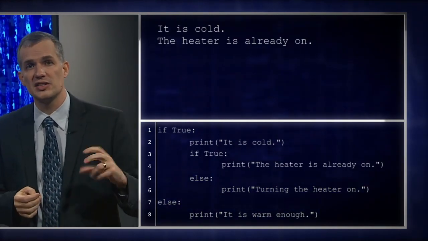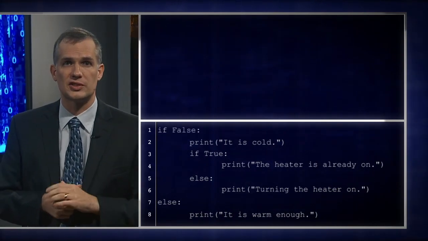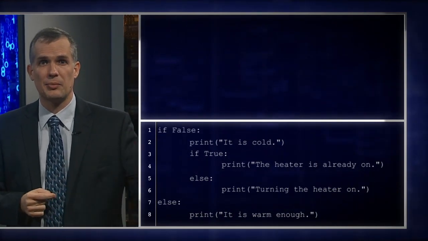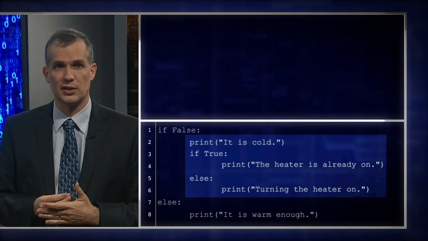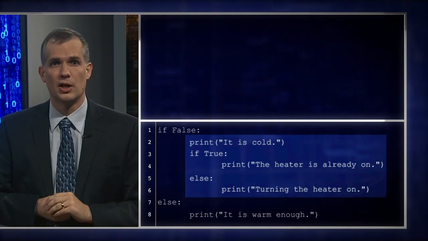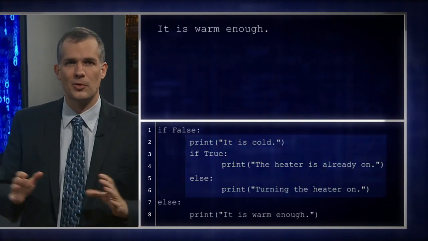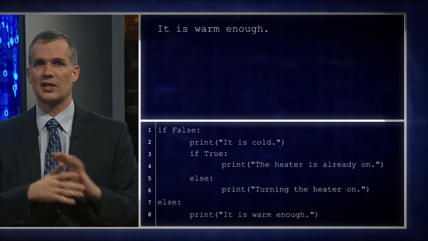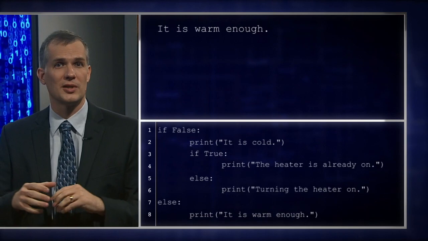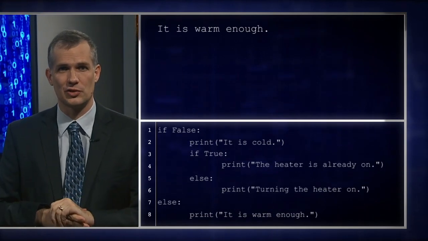Now, let's assume that the first condition was false. In this case, we'd skip the entire indented first section, including the nested if statement. We would go straight to the else portion of the outer statement. It wouldn't matter a bit whether the inner statement's if condition was true or false, because that line of code never gets reached.